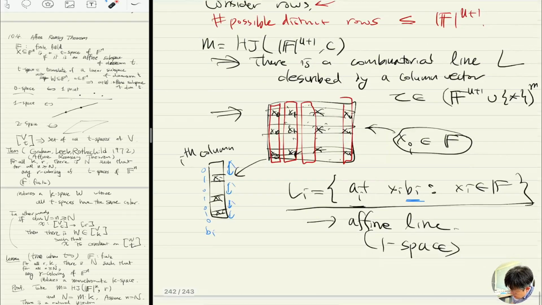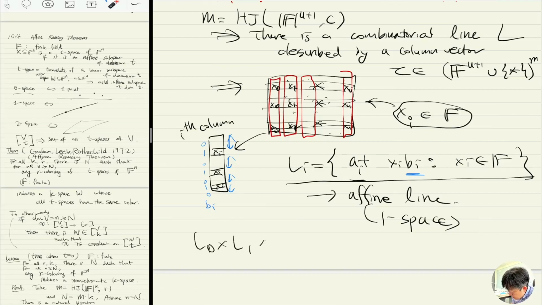And you notice that then L0 times L1 times LU is monochromatic. This means that you pick one column from L0, one column from L1, one column from L2, up to one column from LU. All of these columns, when you combine them together, you have a matrix which is in this combinatorial line, which is monochromatic. All right.